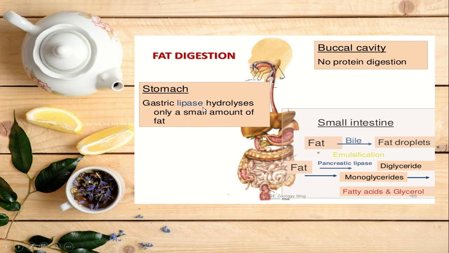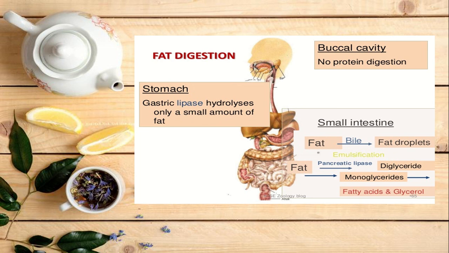So in the presence of this lipase enzyme, the enzyme helps to convert the fat to fat droplets, and pancreatic lipase converts the fat into diglyceride and monoglyceride, and in the last step we get fatty acid and glycerol. So this fatty acid and glycerol get absorbed in the body through which gland? Lymph gland. This lymph gland is situated in the belly of the intestine.